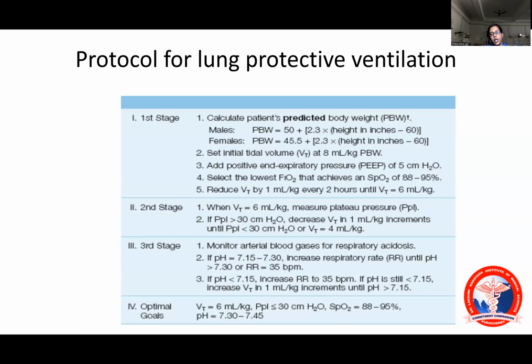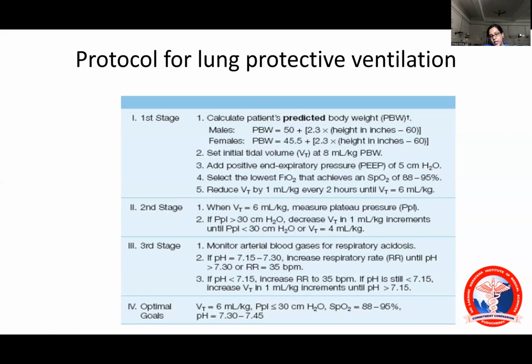In the third stage, we are going to get an ABG done to look for respiratory acidosis, because the tidal volume is low, so there is a possibility for PaCO2 to build up. So we are seeing the pH. If it is somewhere between 7.15 to 7.30, it is in the acidotic phase. Most probably it will be respiratory acidosis. So we will increase the respiratory rate to wash out the carbon dioxide, up to 35 breaths per minute. That's the maximum you can increase, until the pH becomes more than 7.30.